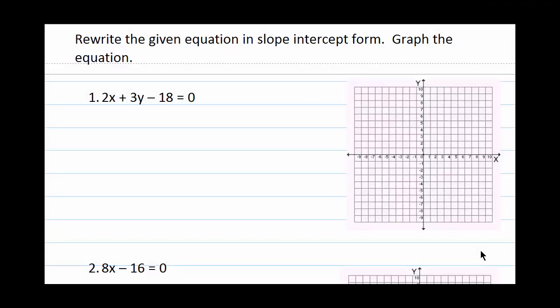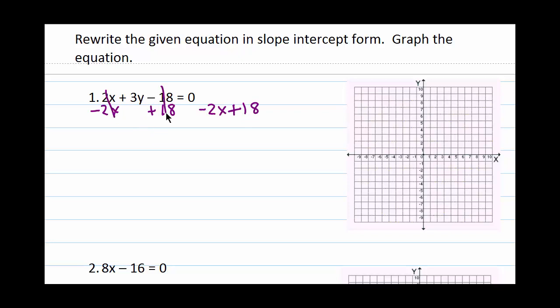All right, let's look at this example. We're going to rewrite the given equation in slope-intercept form and then graph the equation. Looking at this, the equation is in general form because it equals 0. My leading term is positive, but we don't need any of that when we're going to put it in slope-intercept form. We want to get it so that it reads y equals. So in order for me to get this term right here by itself, I need to subtract 2x from both sides and add 18 to both sides. So I have minus 2x and then plus 18 on both sides.